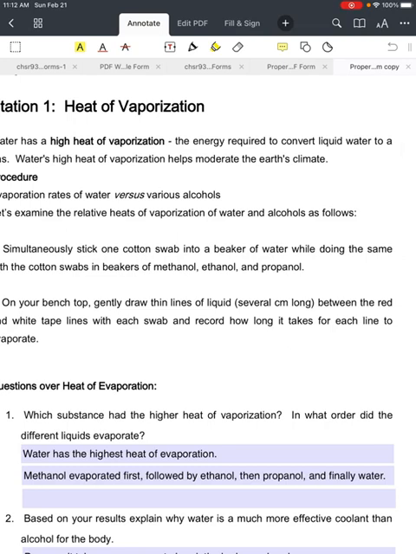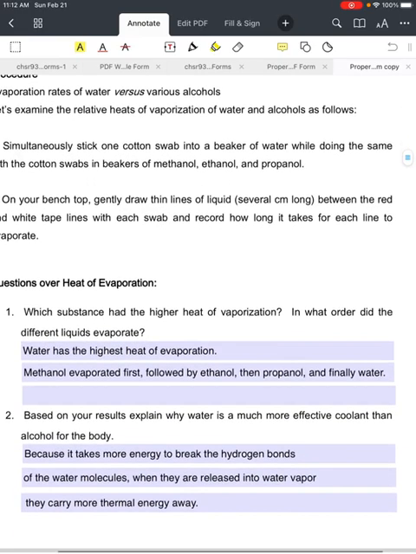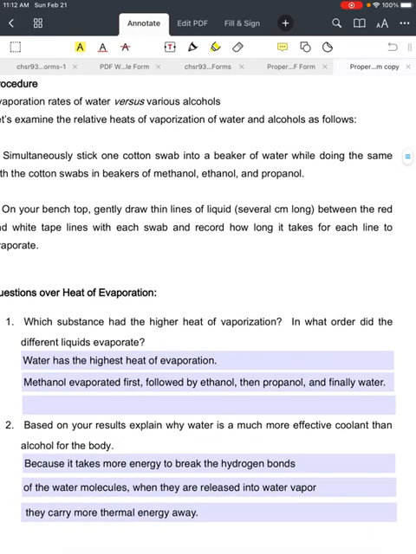So our next question says, why is water a much more effective coolant than alcohol for your body? And it's because those hydrogen bonds are very strong, and it takes energy to break them. You know that when you use a hair dryer to dry the water, or you know that water dries more quickly on a hot sidewalk than a cold sidewalk because you're putting energy into that system. But that energy in the hydrogen bonds gets transferred to the water molecule that evaporates, so it has enough energy to break those bonds, and it carries that energy away.